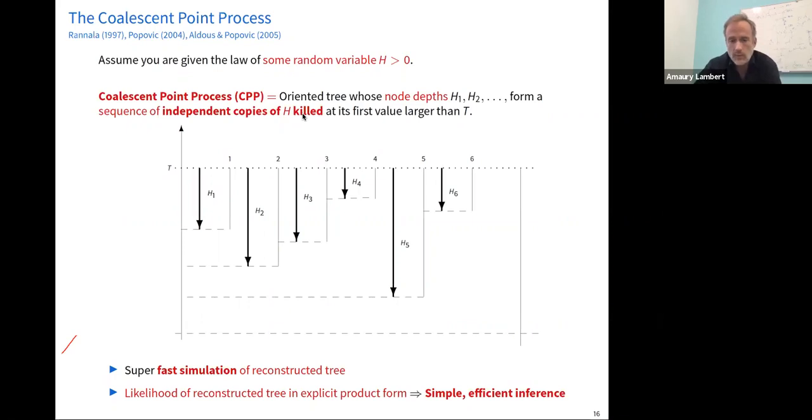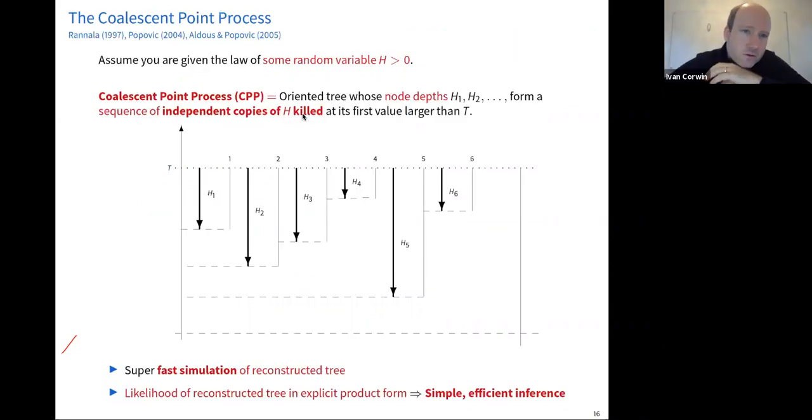And of course, since the likelihood has explicit product form, if you have a parameterization of H, if you know how this variable H depends on the initial ingredients of your model, then you get a very simple and efficient inference method for discovering the birth and death rates, how they depend on T and A.